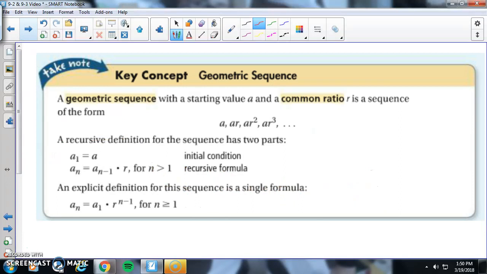Now, geometric sequences. The difference between a geometric sequence and an arithmetic sequence is now, instead of adding and subtracting, we will be multiplying or dividing. So we're going to have a common ratio, which is r, and that's going to be what we're multiplying. Our recursive definition still needs 2 parts, the initial condition and the formula that gives us a term in terms of the term before. And the explicit definition would be a sub n is equal to our first term times r to the n minus 1 power.